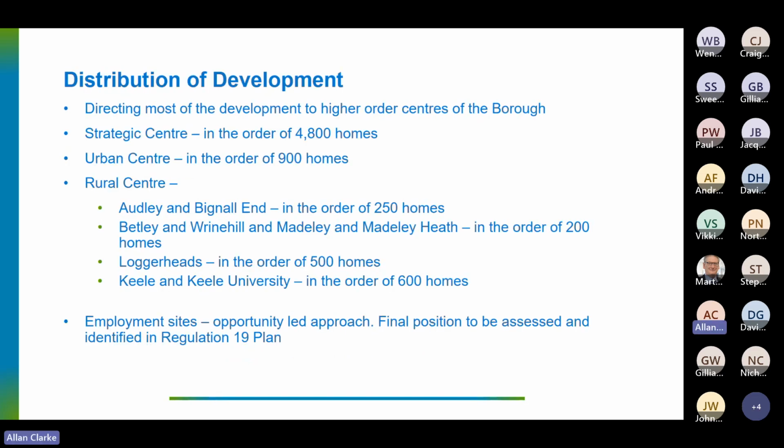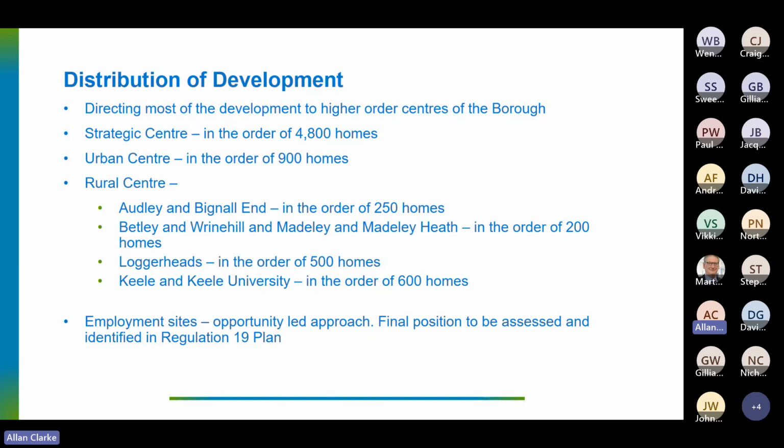The settlement hierarchy in the last slide influences our distribution of development. So it aims to direct most of the development to higher order centres of the borough, the more sustainable settlements. As you can see from this slide, the majority of the development is focused towards the strategic centre of Newcastle-under-Lyme, in the order of 4,800 homes, and then that's supported by the secondary centre at Kidsgrove, and a level of growth is also directed towards the rural centres.